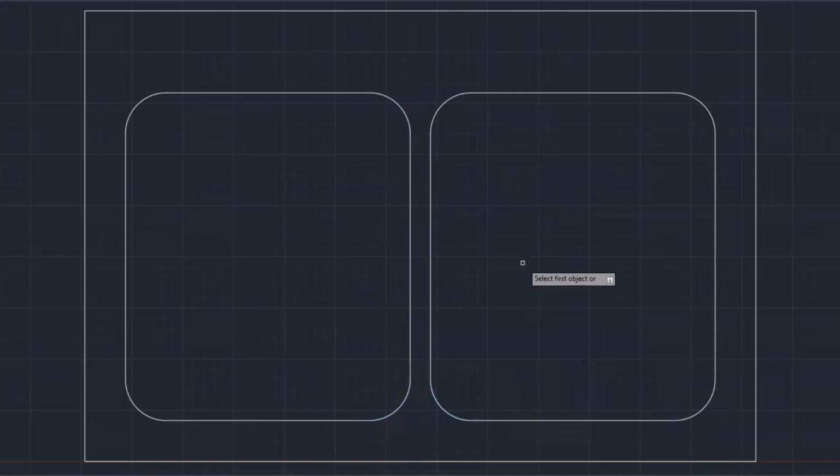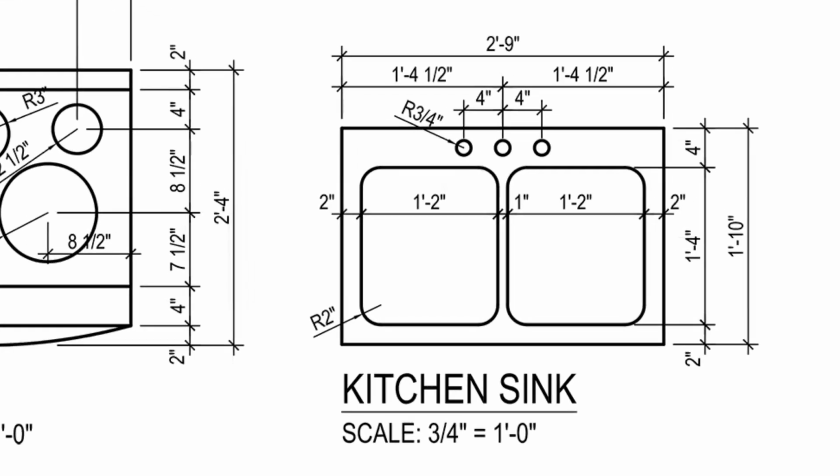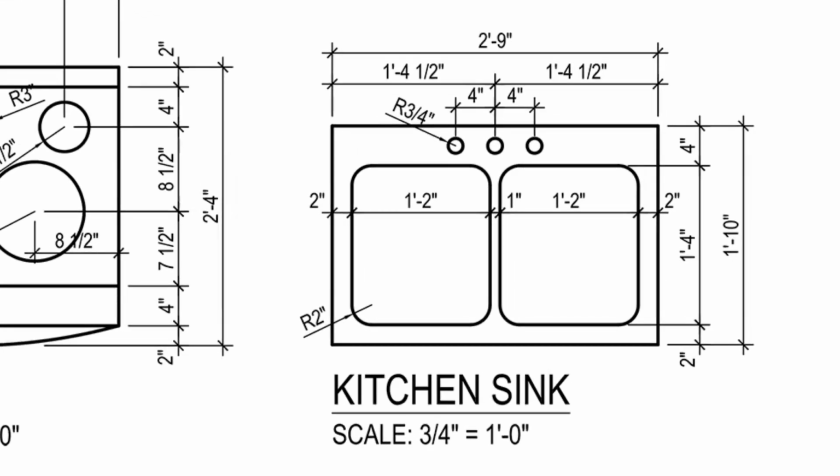And now I can enter to terminate the command. That takes care of the two rectangles with the 2-inch radius corners. And now I'm going to put in the 3 circles that represent the openings where you would be placing the faucet.